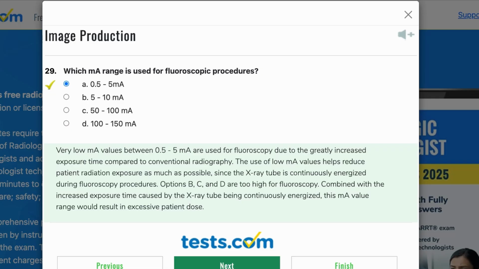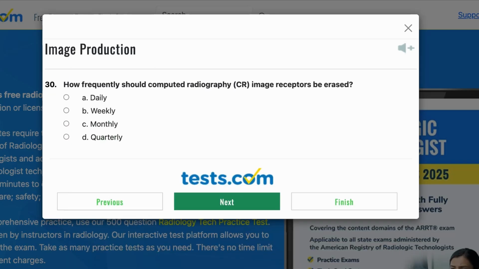Options B, C, and D are too high for fluoroscopy. Combined with the increased exposure time caused by the X-ray tube being continuously energized, this MA value range would result in excessive patient dose.